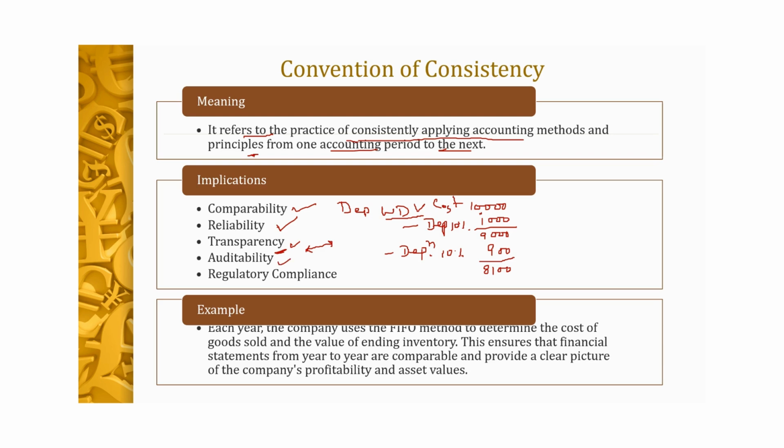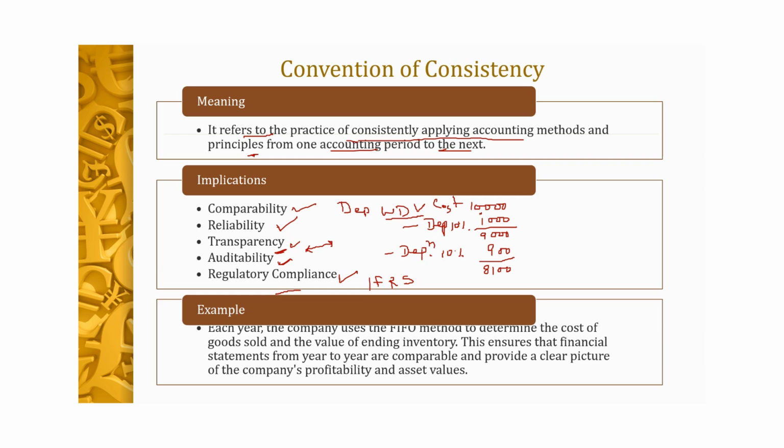Next is auditability. Consistency facilitates the auditing process because the auditors can rely on consistent methods. So it will assist in auditability of financial statements. The next is regulatory compliance. Many accounting standards like IFRSs say that we should follow all the principles consistently unless the change is necessary, and that is to be disclosed appropriately in our financial statements.